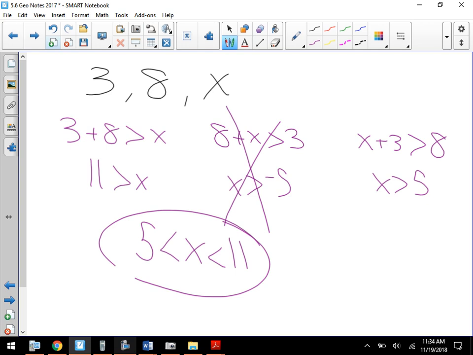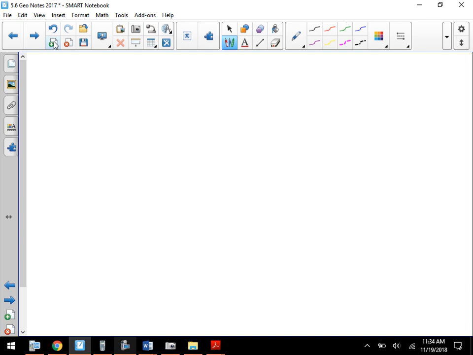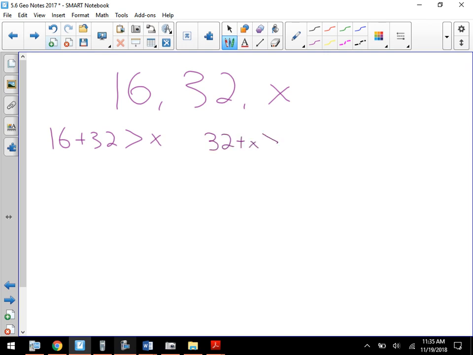Let's try another one. Give me 2 numbers, and find the range of possible values. You have 3 inequalities to worry about. Not equals, greater than.